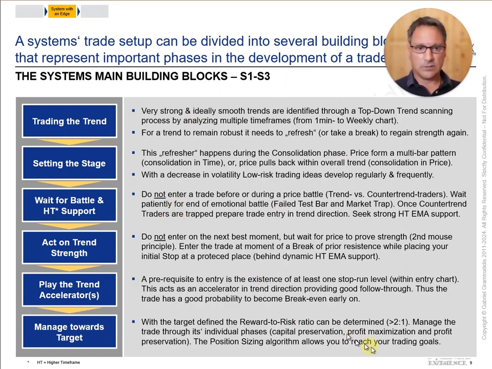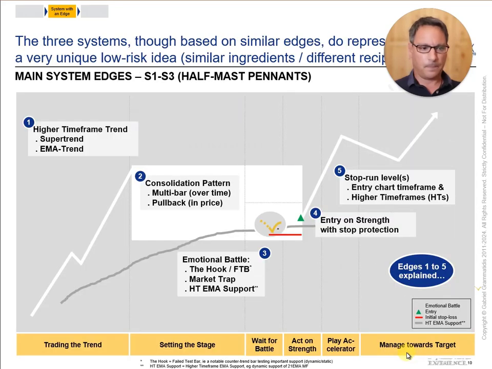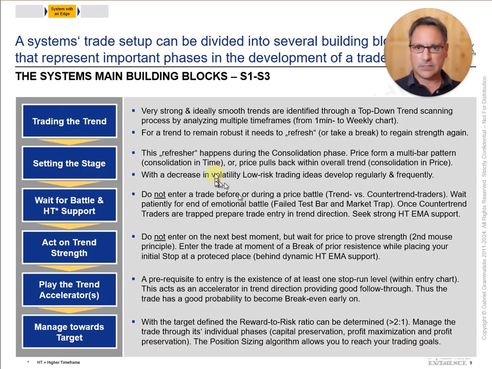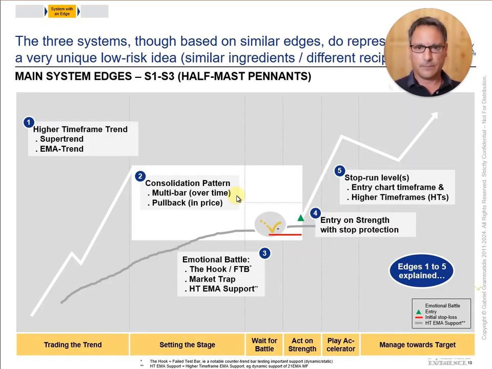Or you can read on your own about these 6 different building blocks. I've laid them out down here. These are the 6 building blocks, right? This is the time as it passes by, and these are the patterns. I've just laid out here 5 important edges. They're true for all 3 systems, right? Systems 1, 2, and 3.